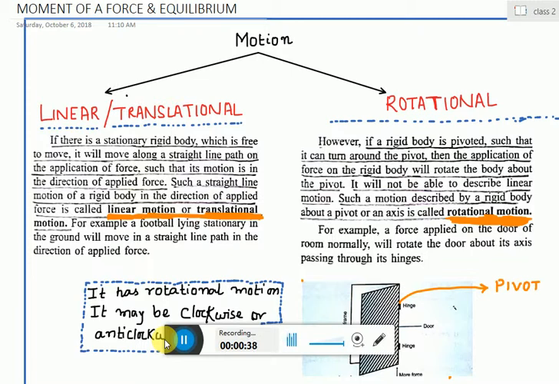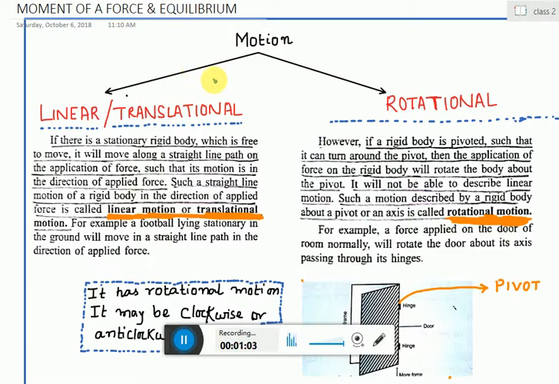So the motion that we have studied in class 9 and the motion that we are going to study in class 10th, as you can see, is already divided into two parts. One is linear or translational motion and another is rotational motion. First of all, if I talk about linear or translational motion, then it is like this.